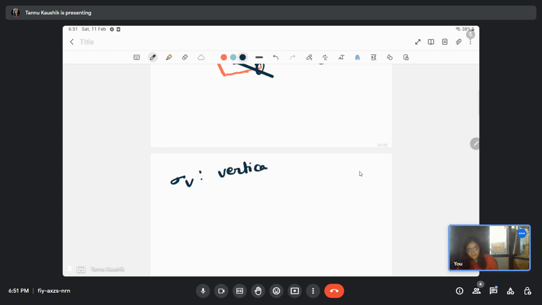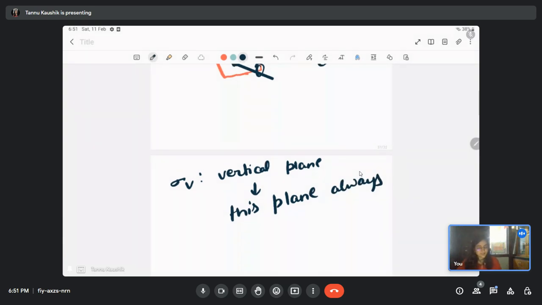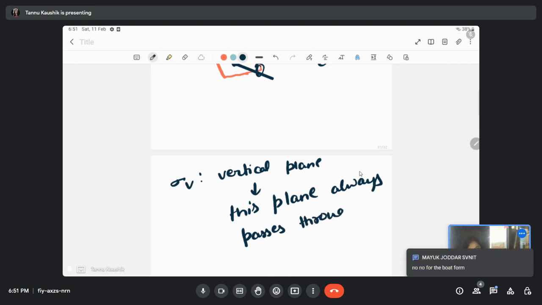So this sigma v vertical plane, this plane always passes through the principal axis. That is, it must contain the principal axis of symmetry on it. This plane has the principal axis of rotation on the center of it.